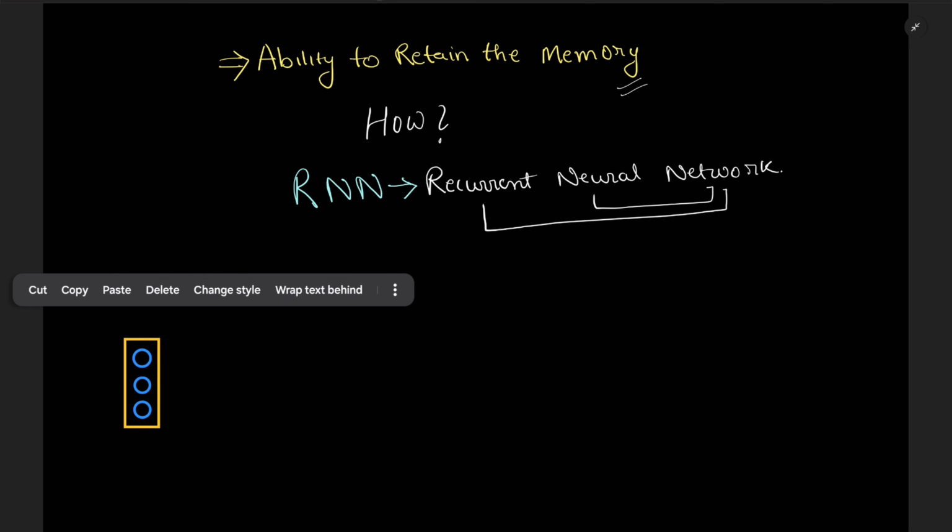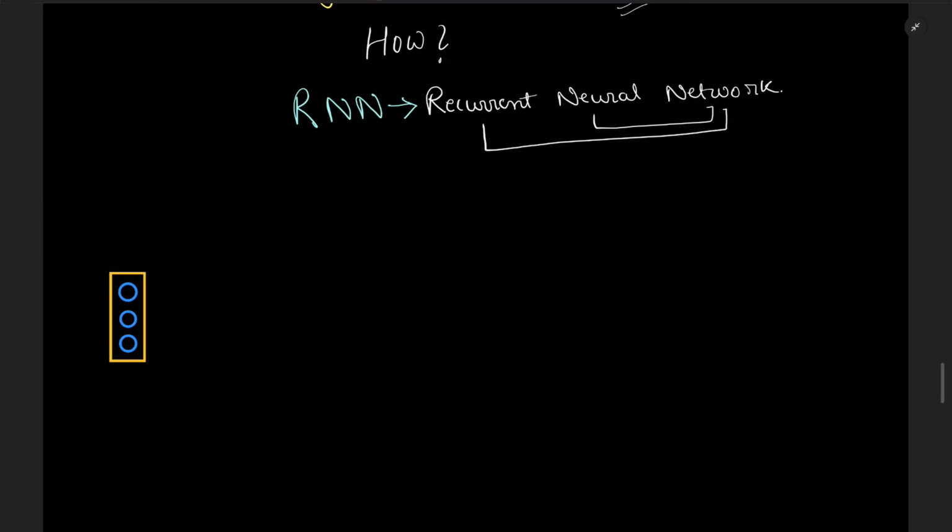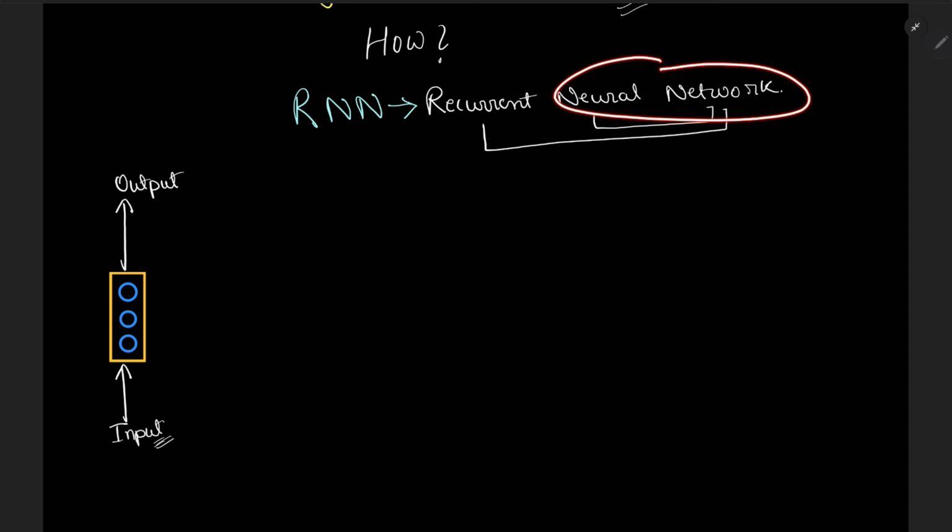So suppose this is a neural network with 3 neurons. If I pass an input to this neural network, then it will give us the output. This neural network or a neural network layer will process this input and it will give us the output. This is the simplest workflow of a neural network.